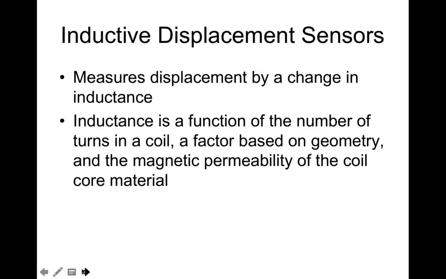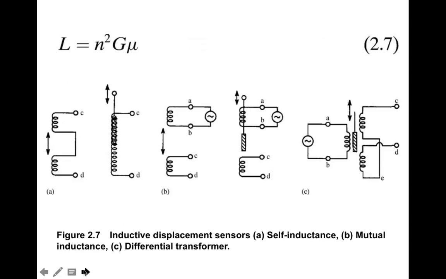So another type of displacement sensor is the inductive displacement sensor. This measures displacement by a change in inductance. In general, inductance is a function of the number of turns in a coil, a geometry-based factor, and the magnetic permeability of the coil core. So a coil can certainly have an air core, but a magnetic core adds sensitivity to the measurement because it makes you more likely to manipulate the inductance.